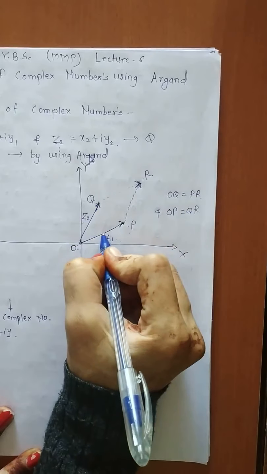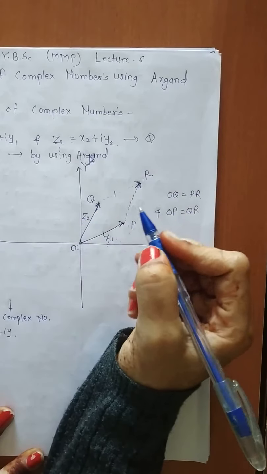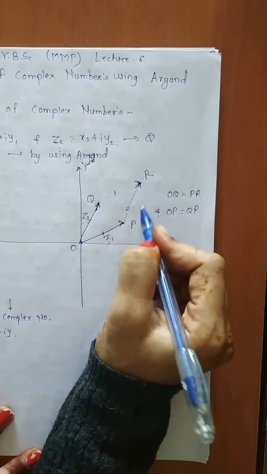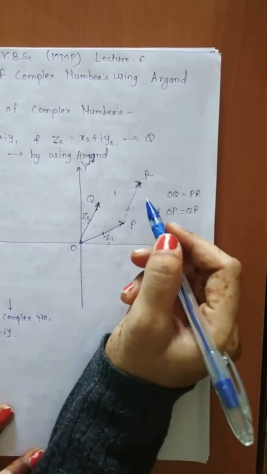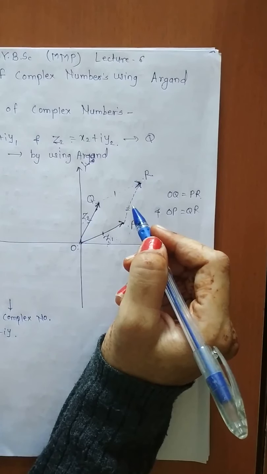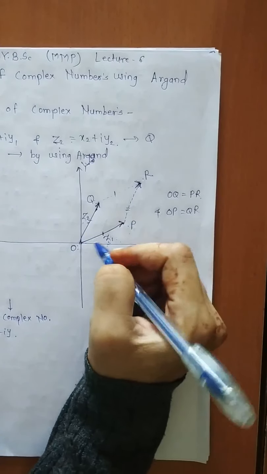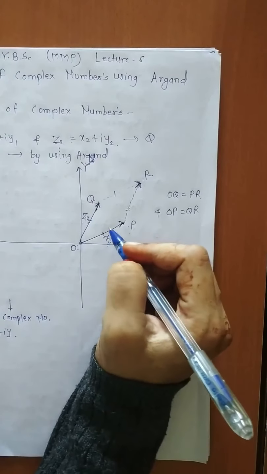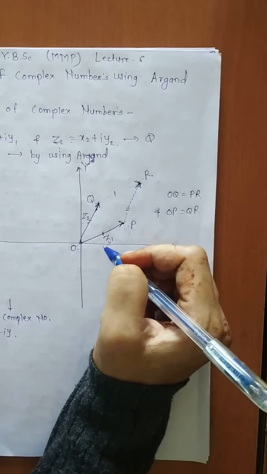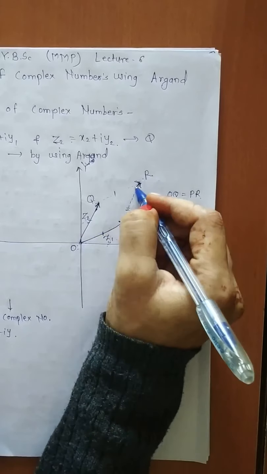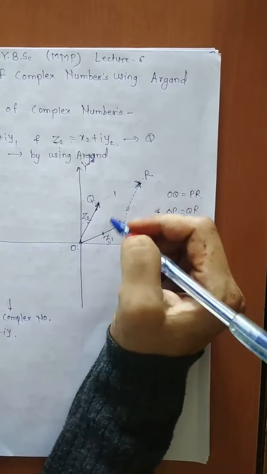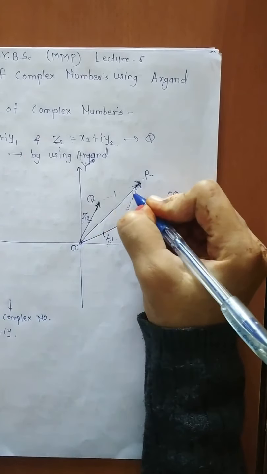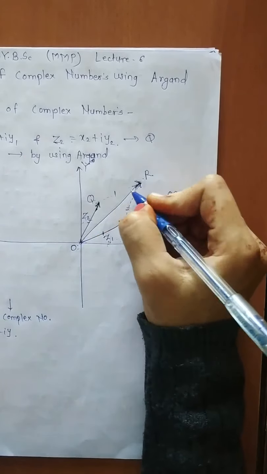QR. Means this side and this side of the parallelogram are equal, and this side and this side are equal. Now we have constructed the parallelogram. Now what does the law of vector addition tell us? It tells us that the addition of vectors Z1 and Z2 is given by the diagonal of this parallelogram through their common point. Now this is their common point which will give us the diagonal. So if I join point O and point R, I will get this diagonal of this parallelogram.